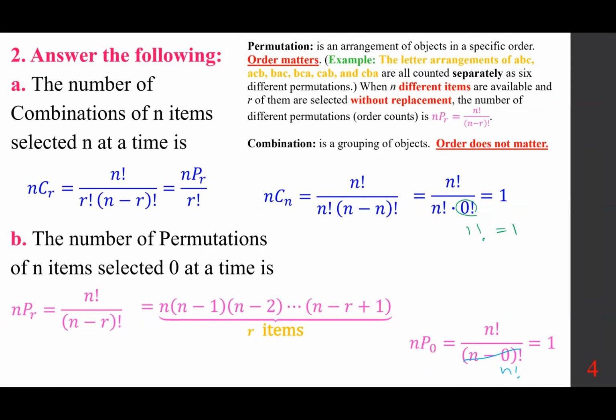The thing I'd like to add is the following. When you look at a combination, you may write it in this format, or you may write it as n comma r. For the permutation, you might write it in this format. But the format that you see here is the format that is used with calculators. We will look at that later on.